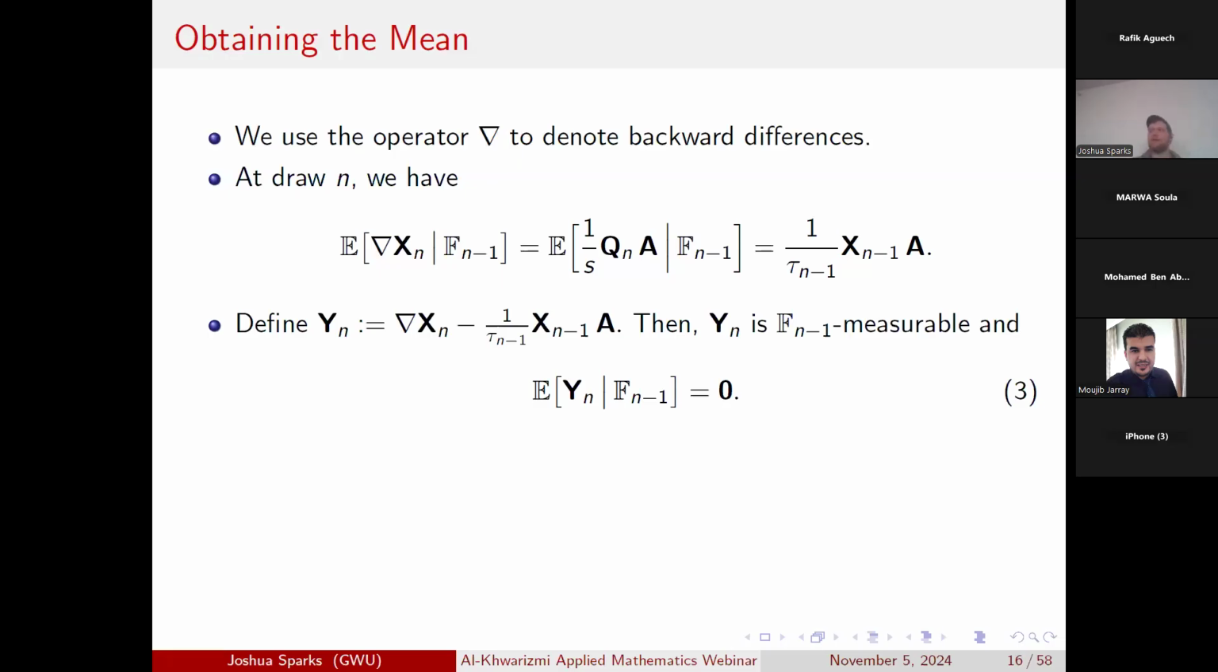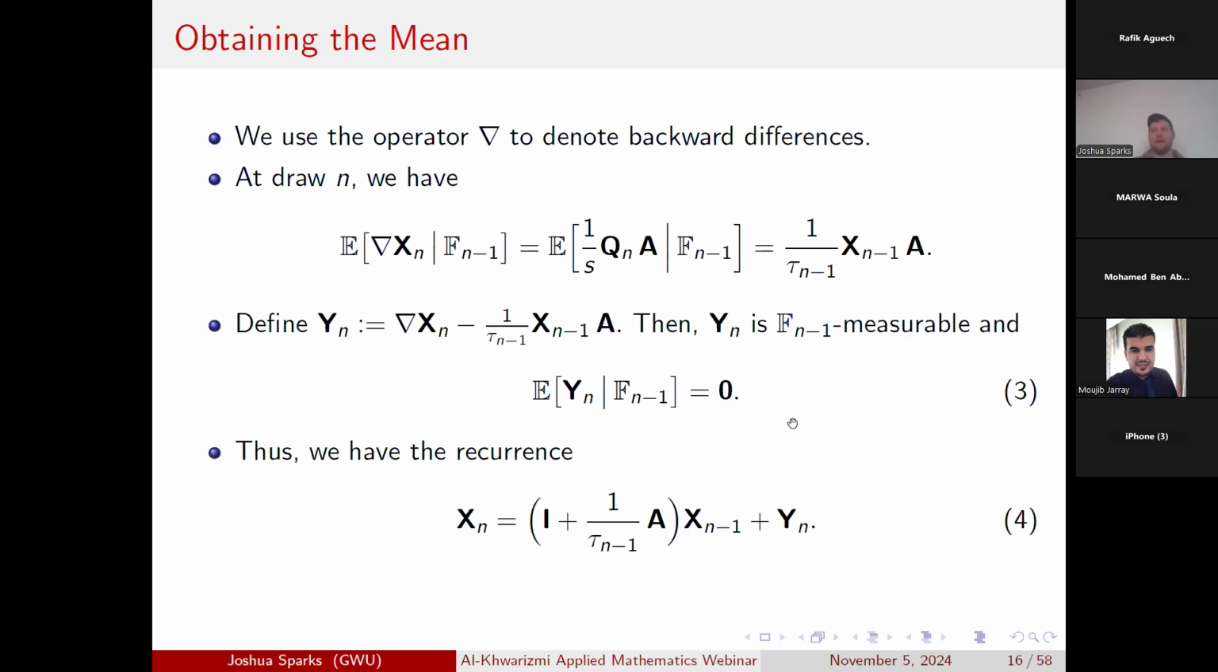But this is also measurable as just a function of the difference of them minus what we have here. And we're creating this factor in this part so that if I take the conditional expectation of y sub n, this gives us zero. So we start having things that can unravel fairly easily. And the recurrence then becomes x sub n times what we see here as our values, plus y sub n.